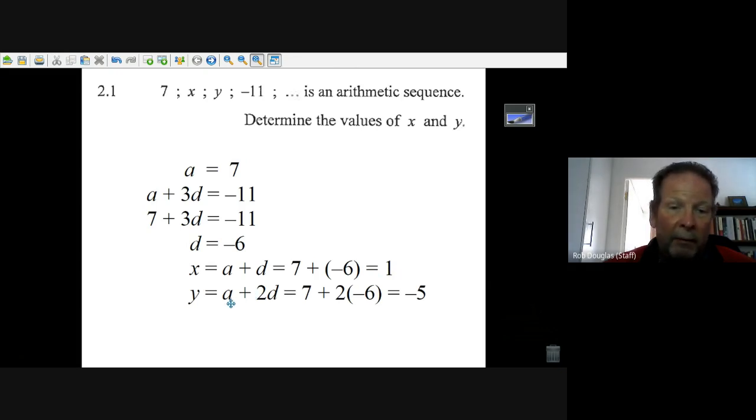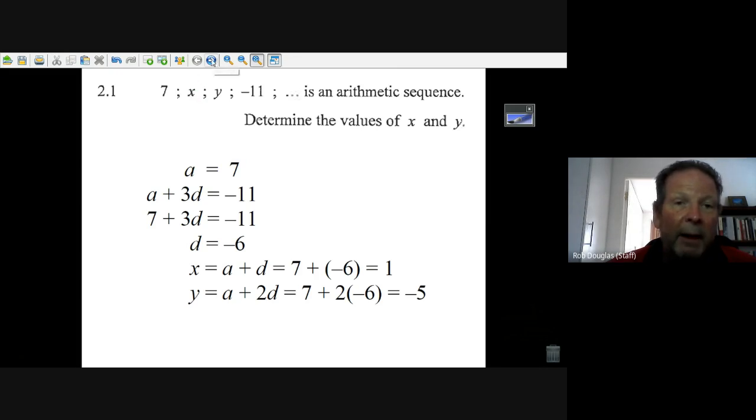And the third term is a plus 2 common differences, which is 7 plus 2 times minus 6, 7 minus 12, which is minus 5. So x is 1 and y is minus 5. That's the first way you can do it, just by thinking of the first term plus how many differences, and you just make two equations. And I think this is the easiest way. You can do another way, though.